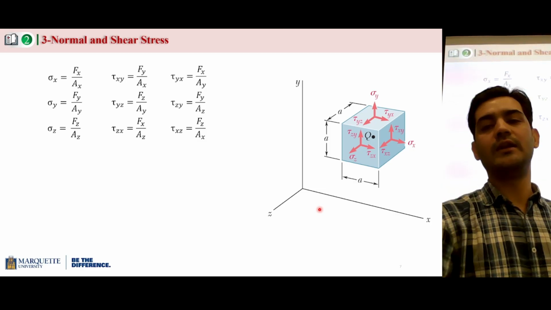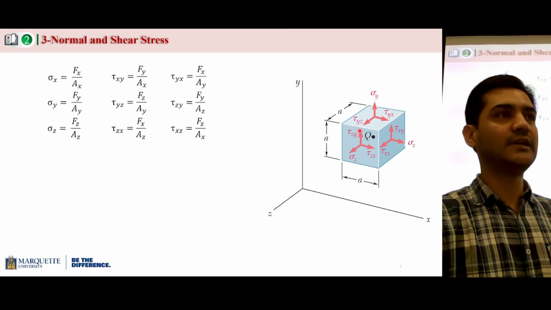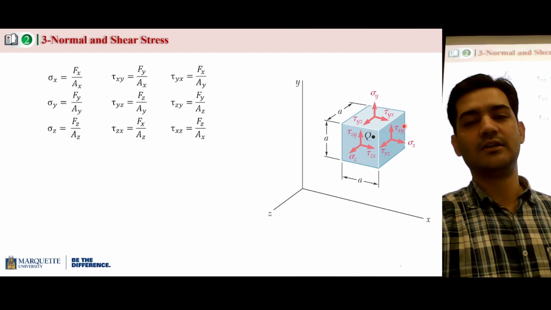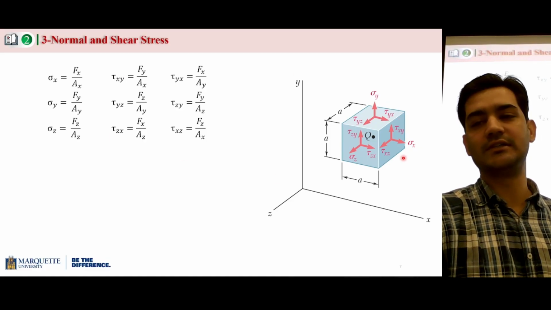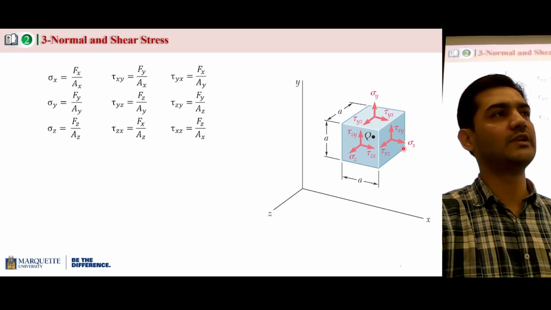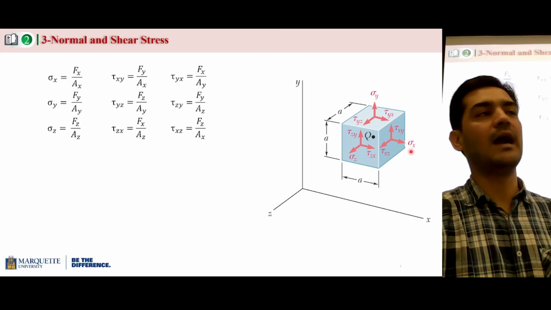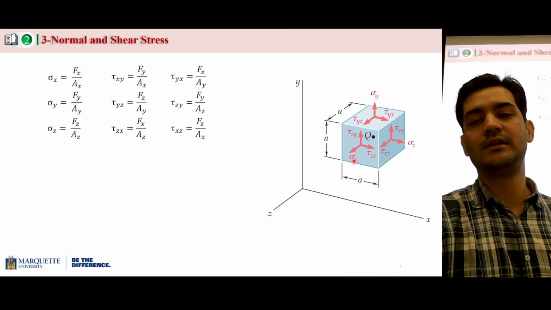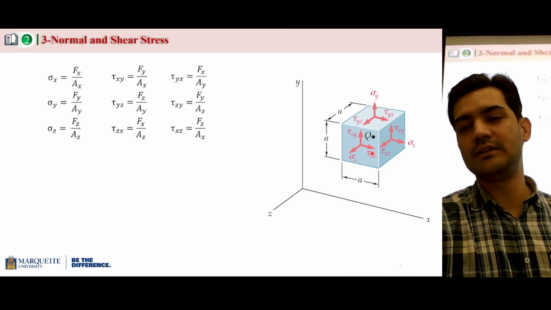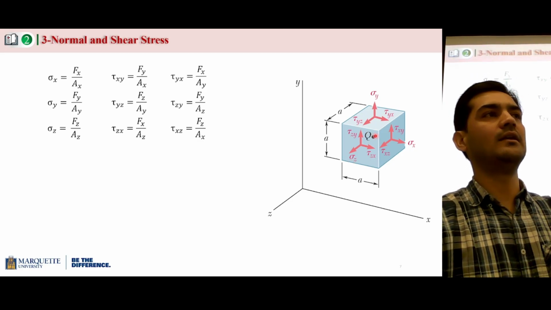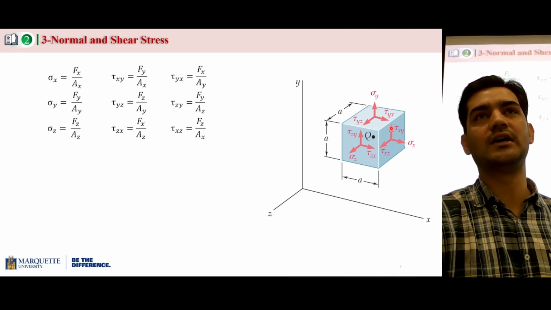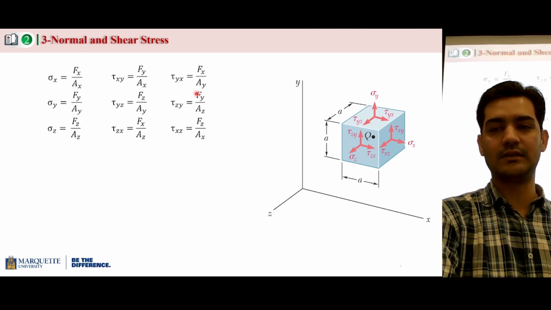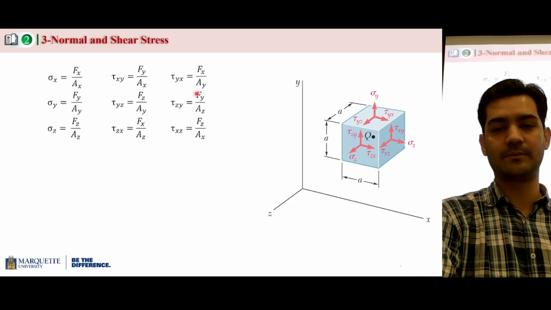Now, if you look into a stress element, on a stress element you can see nine types of stresses. So three are normal stresses and six are shear stresses. So this stress X is a normal stress because this stress is acting perpendicular to the surface area. This stress is also a normal stress. This stress Z is also a normal stress. And the other stresses are acting parallel to the surface area, so these stresses are called shear stresses. So these are the formulas for normal stress and shear stress. We're going to look into this in detail in later chapters.